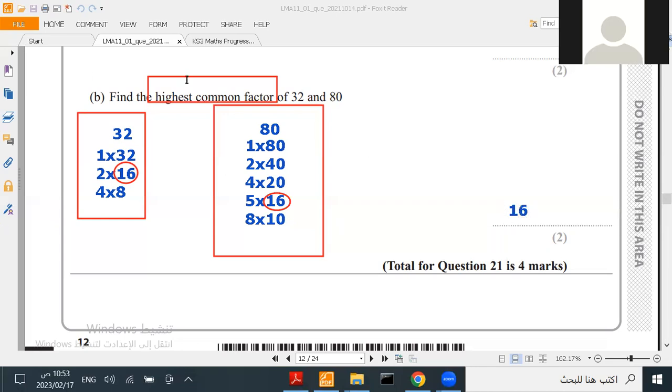You can find the highest common factor using this method. Or you can use prime factor decomposition and a Venn diagram. It's up to you. Whatever steps you like, you can use them, okay? They don't care about the steps as long as you're using some steps. You have to show your work. Now, let's move on to the next question.